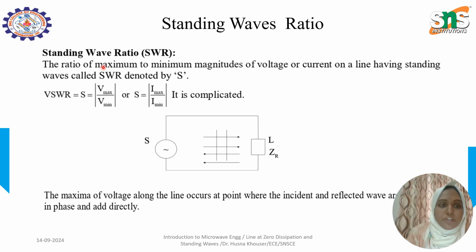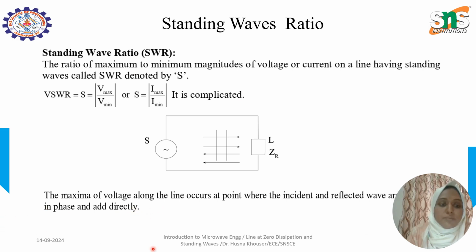The standing wave ratio is the ratio of the maximum to the minimum magnitude of the voltage and current on a line, denoted by S. So VSWR is equal to V max by V minimum, which is equal to I max by I minimum. The maximum of voltage along the line occurs at the point where the incident and reflected waves are in phase.